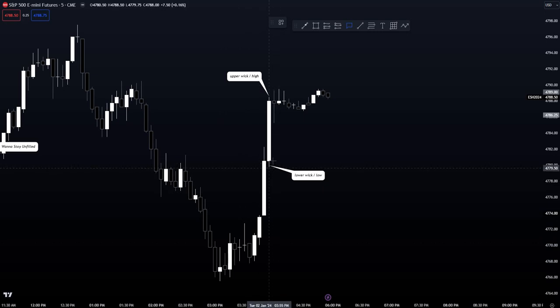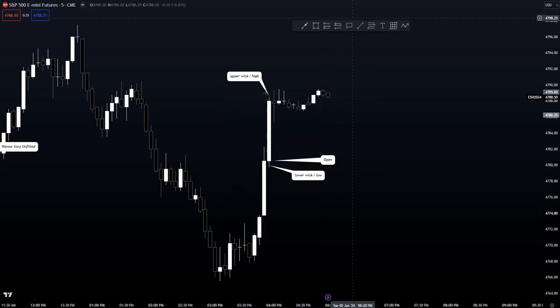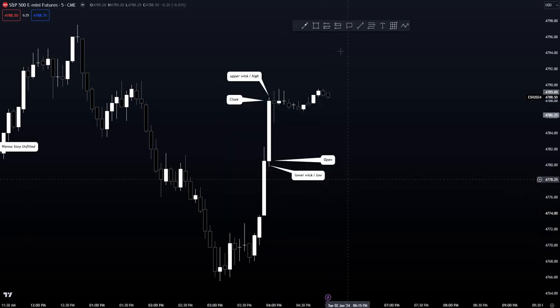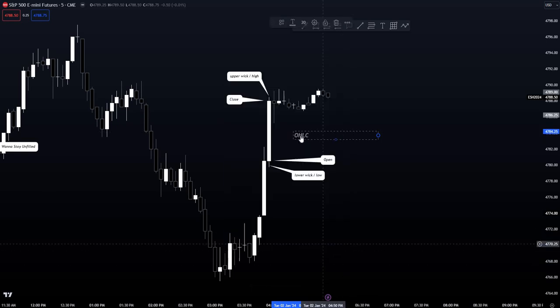Now with the bullish candle, there is an open and there is a close. For a bullish candle, the open is always going to be the bottom of the body. For a bullish candle, the close of that candle is going to be at the top of the body. This term is known as open, high, low, and close, or OHLC. This is the term for each part of a candle.